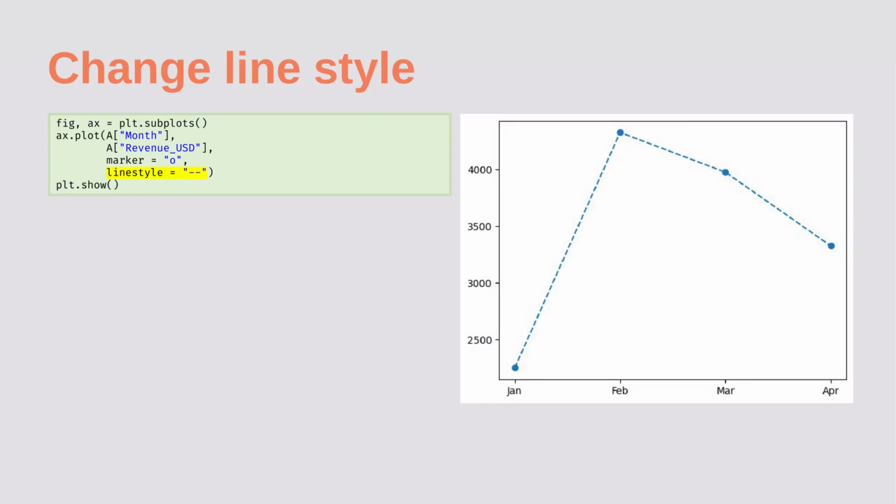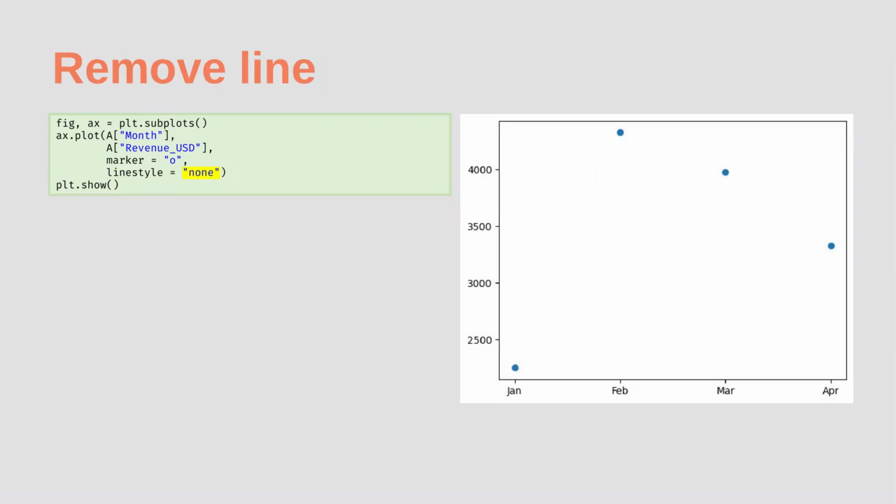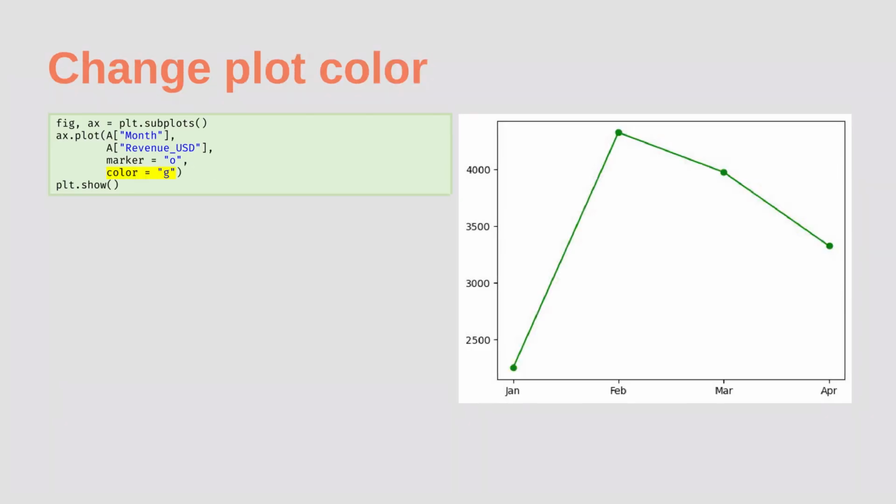By customizing both markers and line styles, you can make it even clearer that lines are just connectors between individual data points. The line can be removed as well by simply setting the linestyle argument to none. You can choose to color the plot by setting the color argument. Here we set the color argument to g to show the data in green.